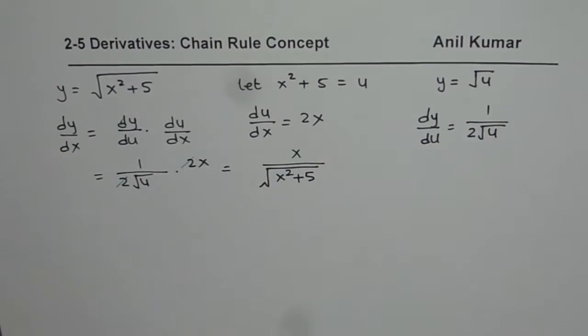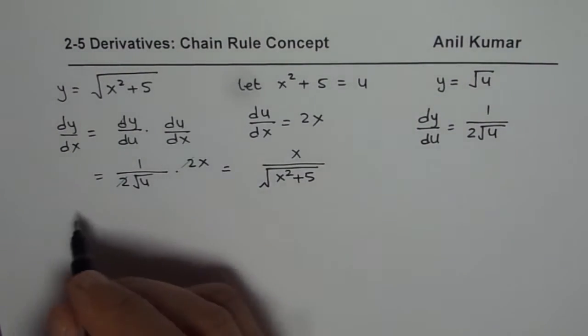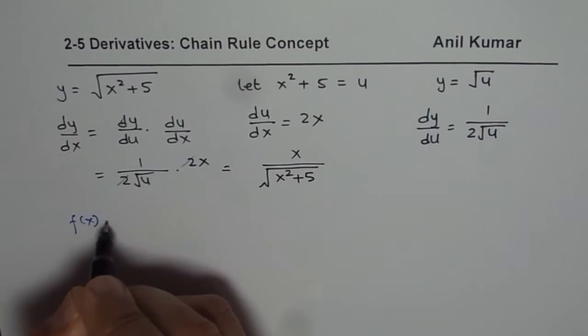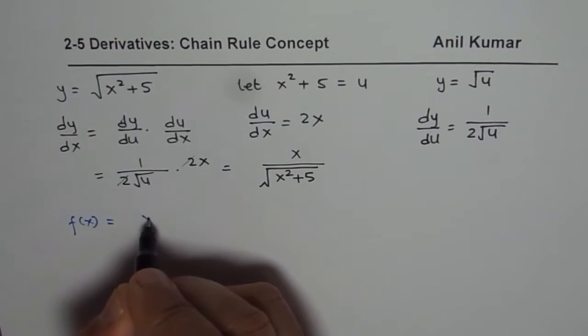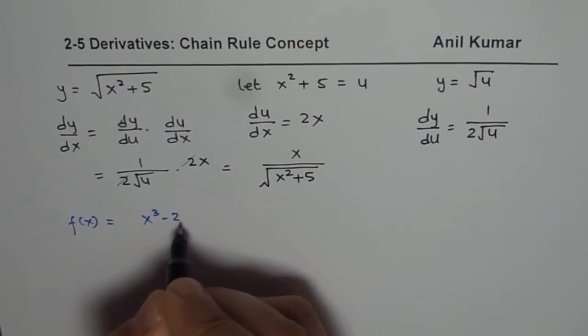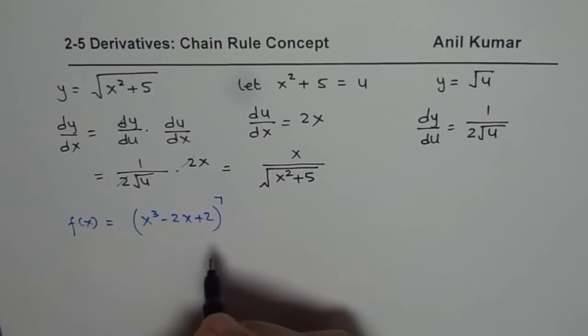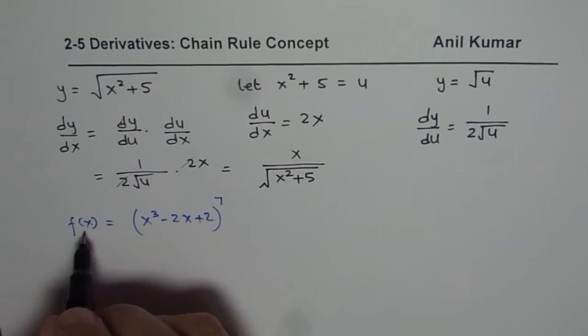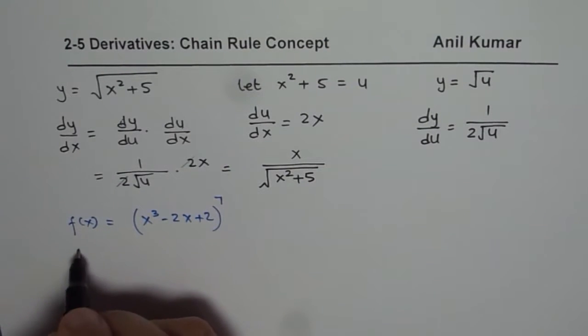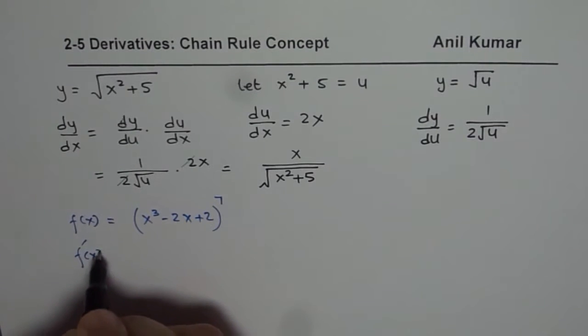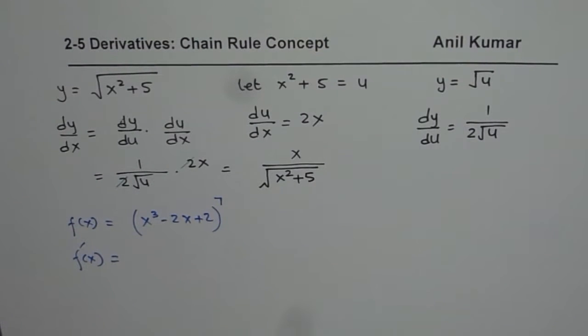We can take another example here to understand the concept. Let us say f of x is equal to x cubed minus 3x plus 2, to the power of, let us say, 7. And we need to find the derivative of this function. So we'll say, what is f dash of x, right? That is the prime notation.